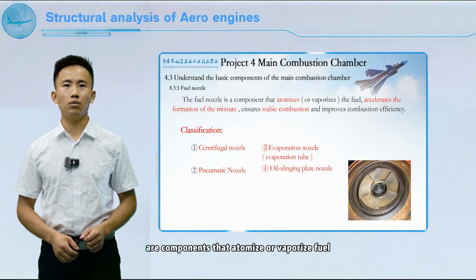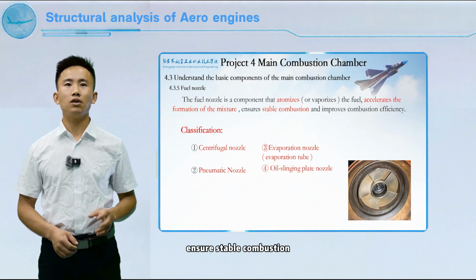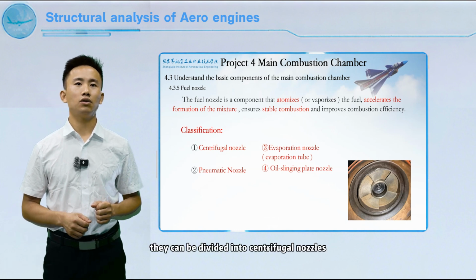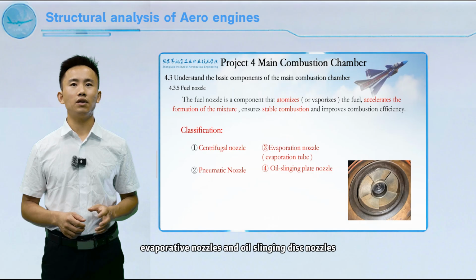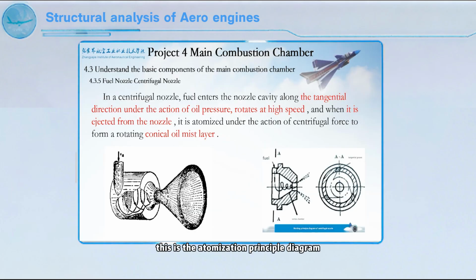Fuel nozzles are components that atomize or vaporize fuel, accelerate the formation of mixed gas, ensure stable combustion, and improve combustion efficiency. They can be divided into centrifugal nozzles, pneumatic nozzles, evaporative nozzles, and oil slinging disc nozzles. As shown in the figure, this is the atomization principle diagram of the centrifugal nozzle. Under the action of oil pressure, the fuel enters the nozzle cavity along the tangential direction, rotates at high speed, and when it is sprayed out from the nozzle, it is atomized under the action of centrifugal force to form a rotating conical oil mist layer.